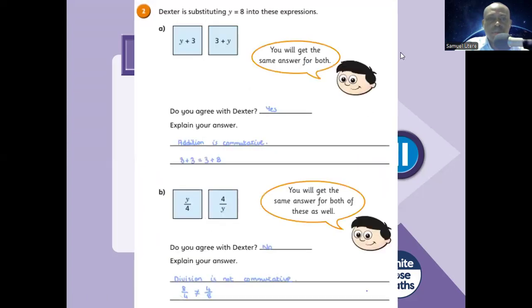And here is the answer for question 2. Dexter is substituting y equals 8 into these expressions. If y is 8, then we can have 8 plus 3 or 3 plus 8. He says you will get the same answer for both. Of course, he's right, because remember, we learned in our previous lesson and during the retrieval practice that addition and multiplication are commutative.